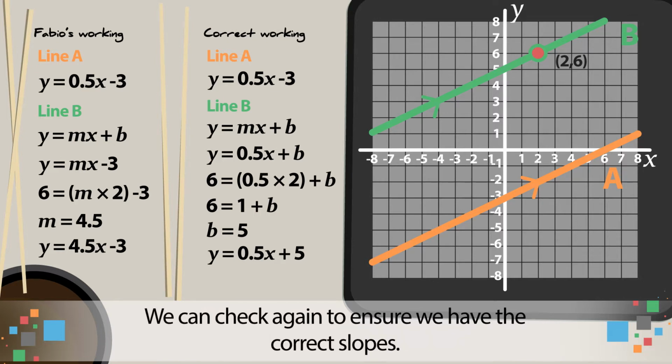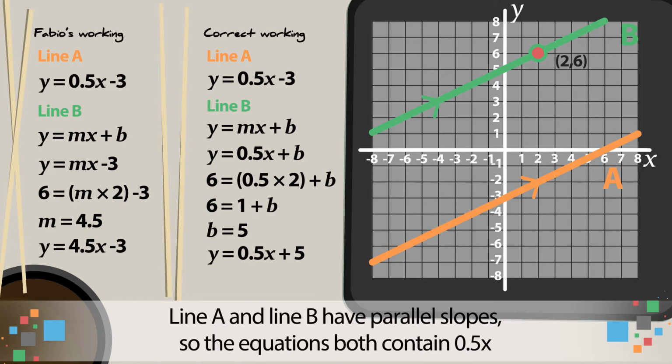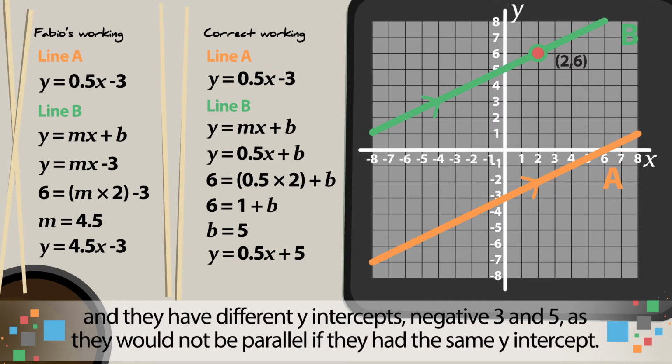We can check again to ensure we have the correct slopes. Line A and line B have parallel slopes, so the equations both contain 0.5x. And they have different y-intercepts, -3 and 5, as they would not be parallel if they had the same y-intercept.